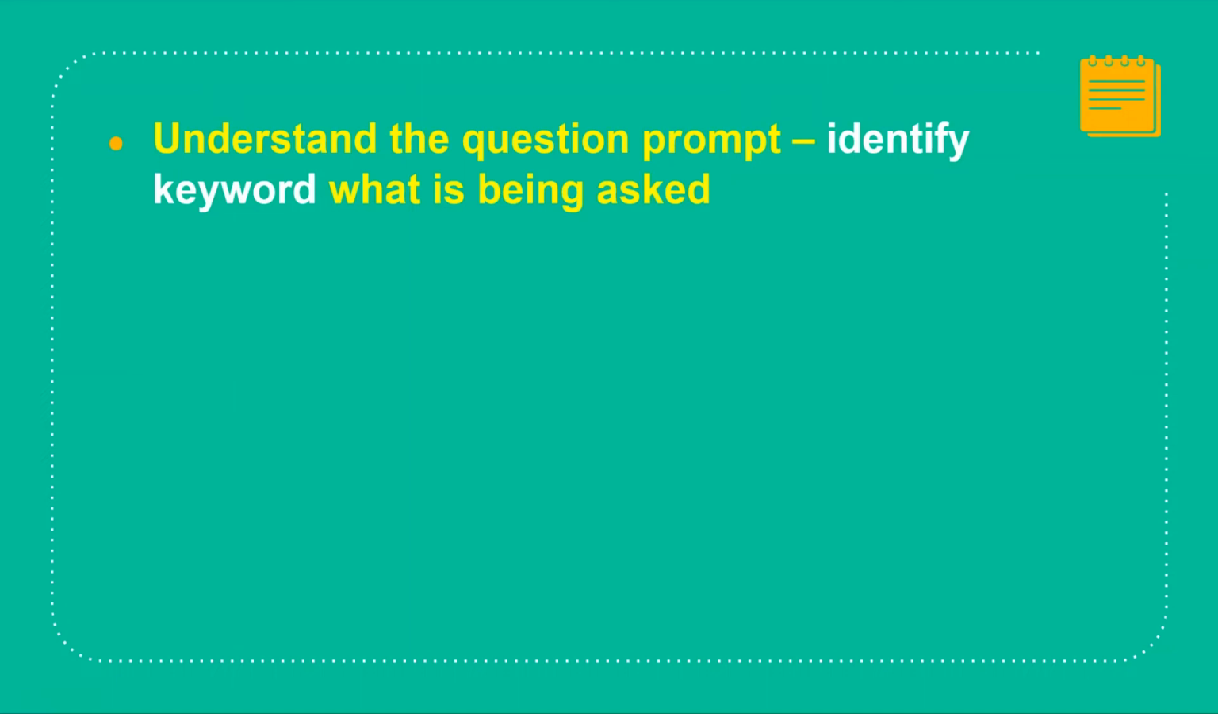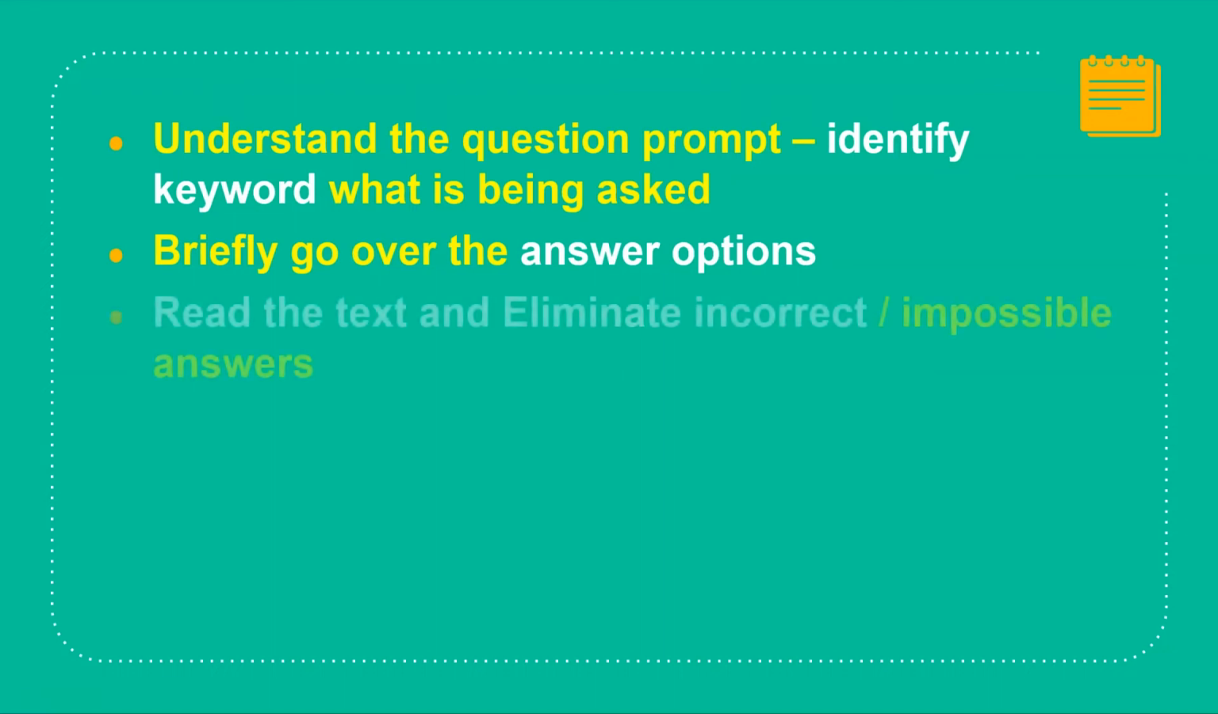Once you understand the question prompt, straight away move to the next step, which is briefly go over the answer options. Quickly glancing at the answer options will help you to connect to the question. The next step is read the given text and try to eliminate the impossible answers. So rather than trying to find the correct answer in the beginning, it is always better to eliminate the incorrect ones and narrow down your answer options.